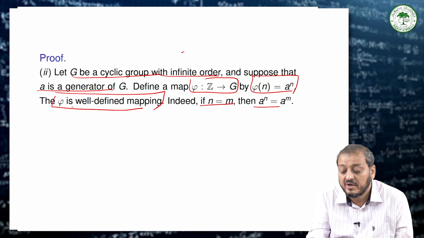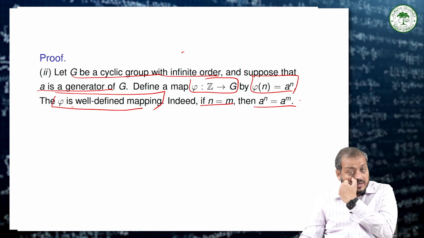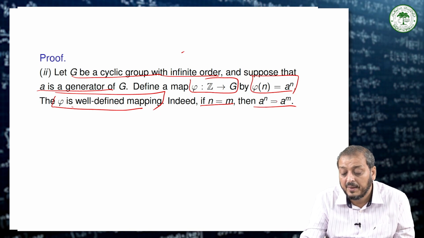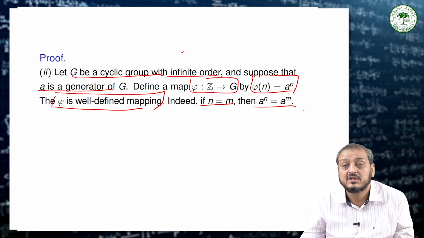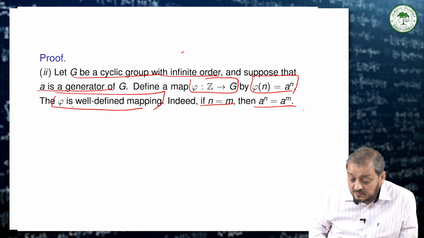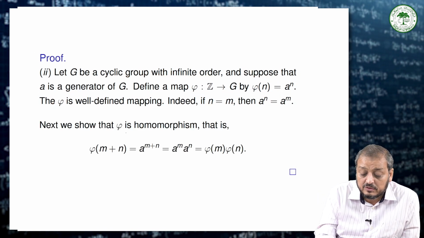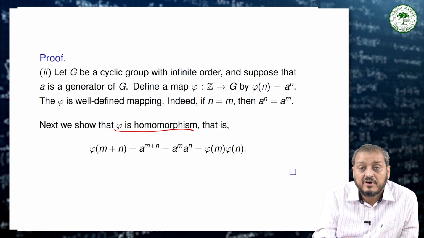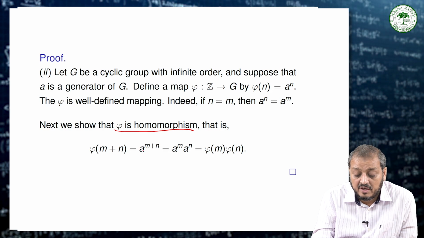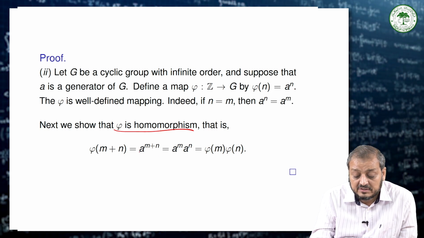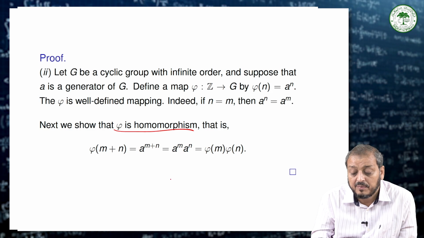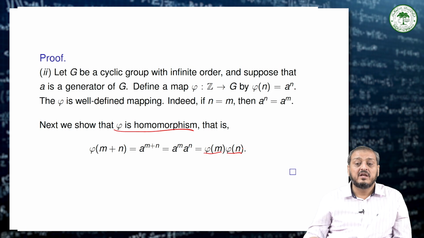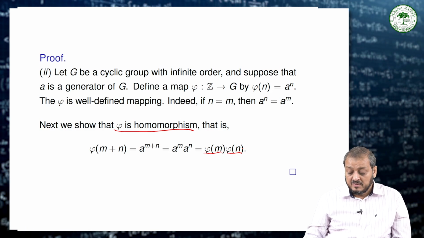If n is equal to m, then a to the power n is the same as a to the power m, and so phi of n is the same as phi of m. Now we have to show that phi is a homomorphism, and this is again trivial. Phi of m plus n can be written as a to the power m plus n, and this can be written as a to the power m times a to the power n, which is nothing but phi of m times phi of n. So this is clearly also a homomorphism.